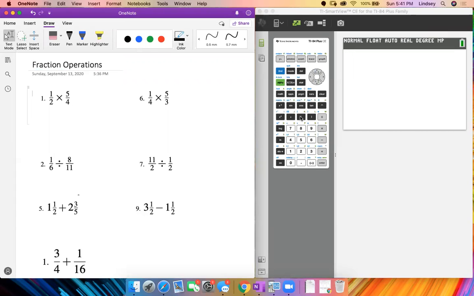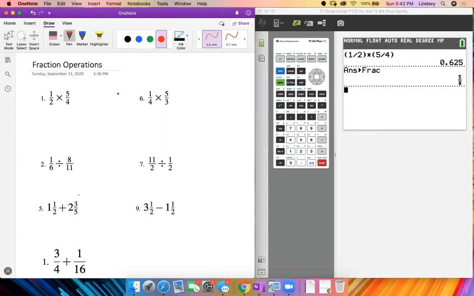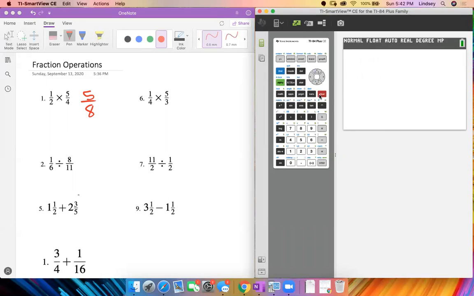Okay, so for the first one, we're going back to our calculator over here. Make sure that anytime you're doing your fractions, you put them in parentheses. Make sure you do your operations and then get your answer. But we don't want it in decimal form, so make sure you go to math, enter, enter to get your answer. So for that first one, 1/2 times 5/4, we're going to get 5/8.